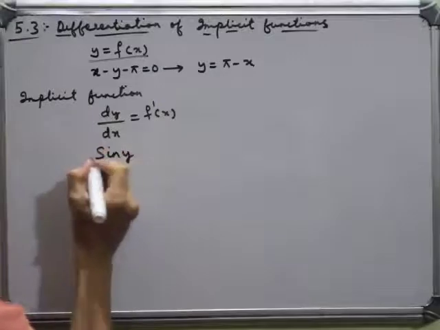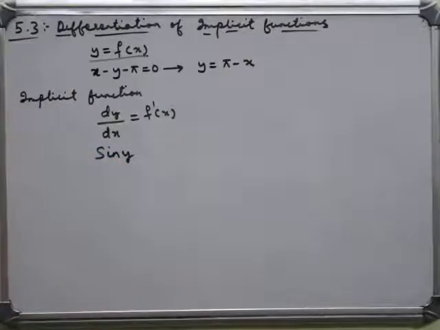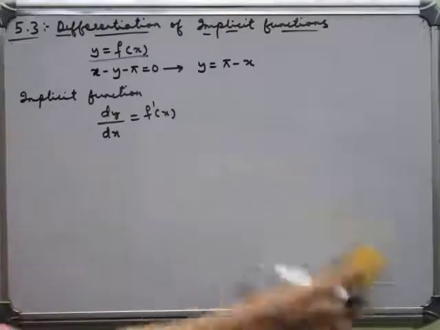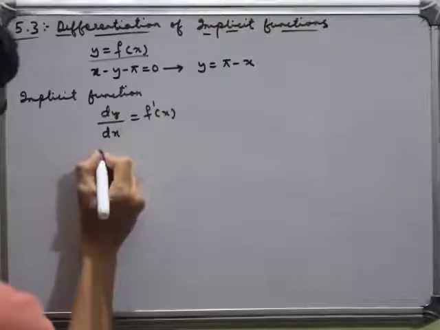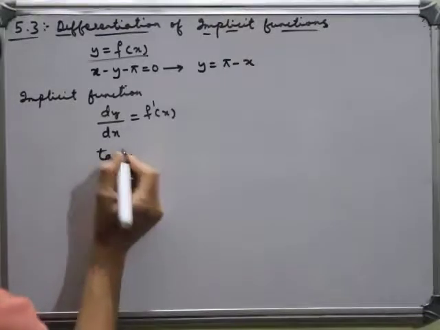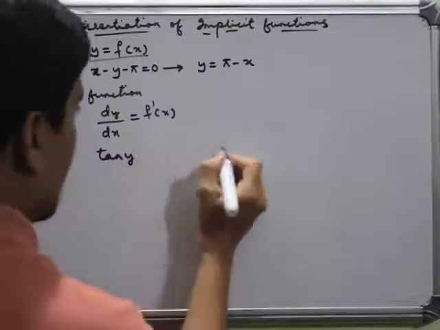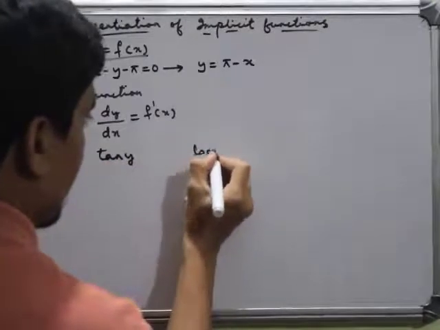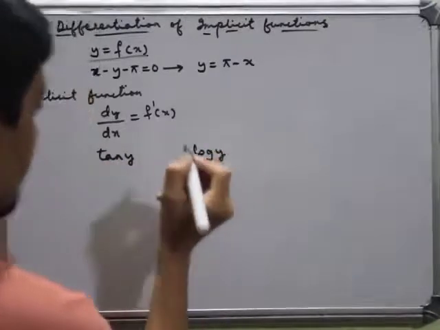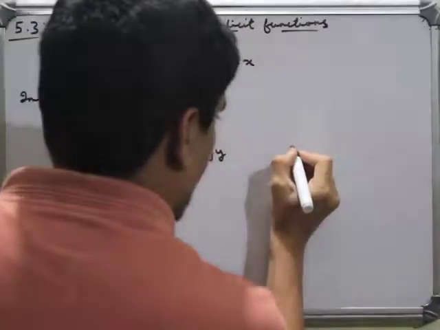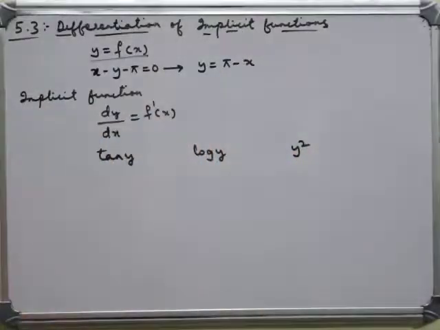I want to find the derivative of sin y. Okay, we will take some other function. We have been writing only sin. Let us take tan y, or I can write log y, then y square. I just want to show you how we differentiate implicit functions.